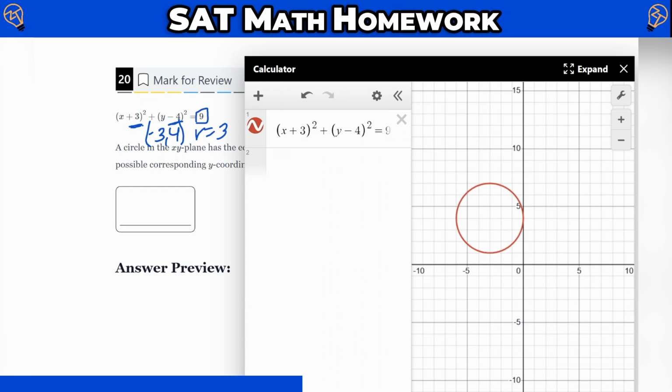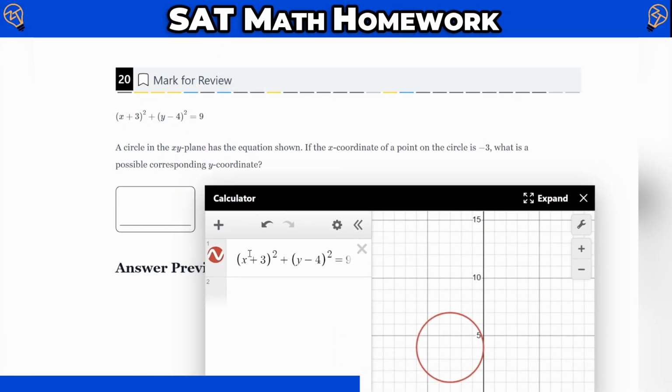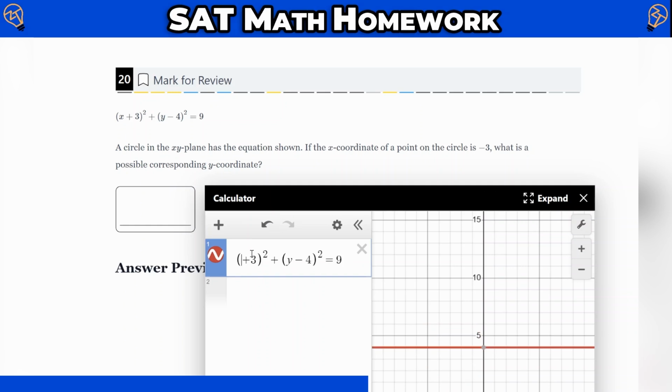And that makes sense. You can see at (-3, 4) you have the center, and then you're going 3 units in every direction. Now, that's not what they're actually asking for, but I think it's useful to understand it. They want you to plug in -3 for x. So watch what happens when I do so. I'm just going to replace the x with -3.